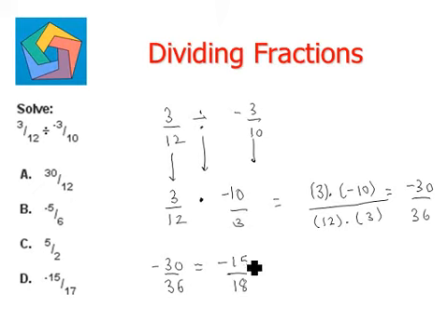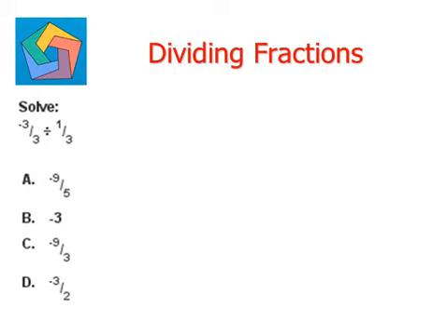So here we see 3 is a common factor in both the numerator and the denominator. So this turns out to be 3 times -5 is 15, and 3 times 6 is 18. So -5/6 is the answer, which can be seen in option B. Let's look at the next example.